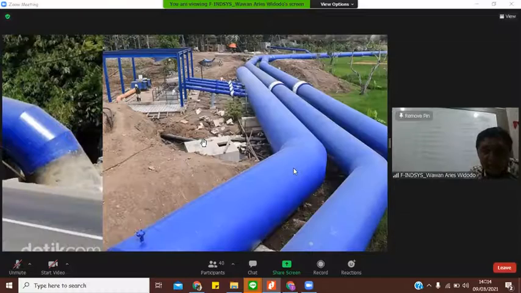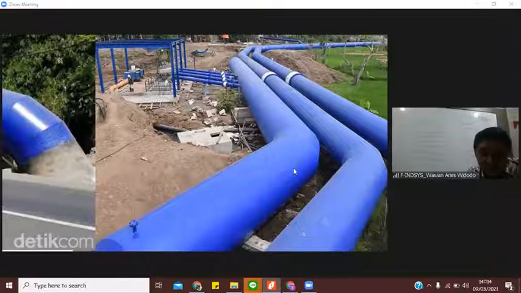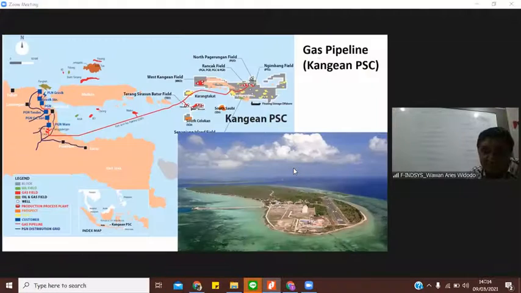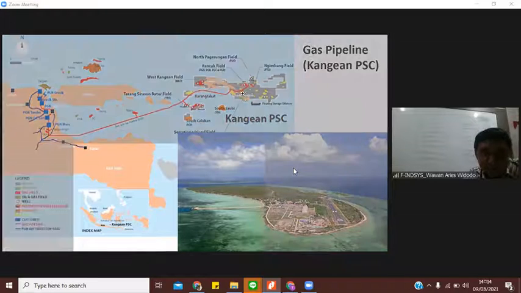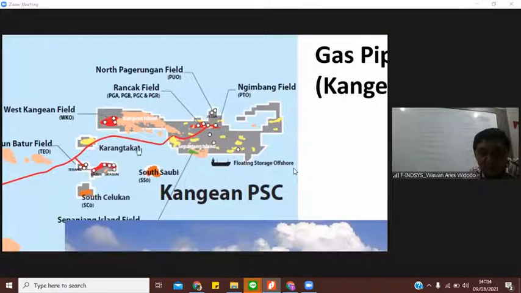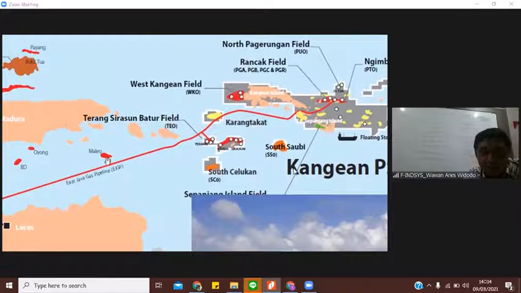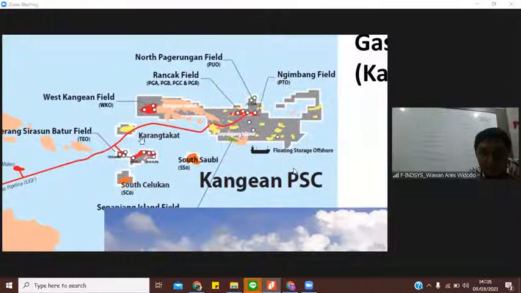Okay, and the other, yeah, this one. This is in Jawa Timur too, yeah, in East Java. Everyone knows about this pipeline, the gas pipeline in Kangean. Kangean is the island near Madura, yeah. Okay, this is the pipeline here, flowing the gas, natural gas, yeah.